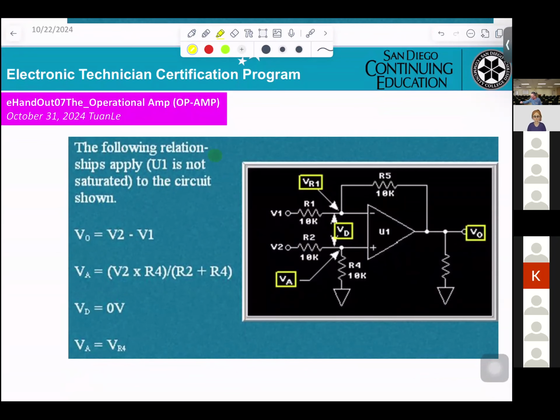Apply to U1. U1 is not saturated in the circuit, so that means Vout equals V2 minus V1. VA, the voltage at the positive input, comes from the voltage divider: V2 times R4 divided by R2 plus R4. VD, the differential voltage between positive and negative, equals 0. That's normal. And VA equals here the voltage across R4. They try to explain everything in this circuit.